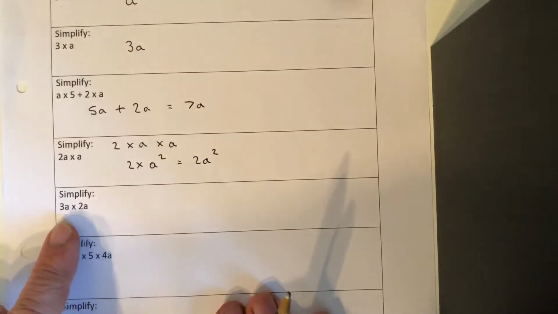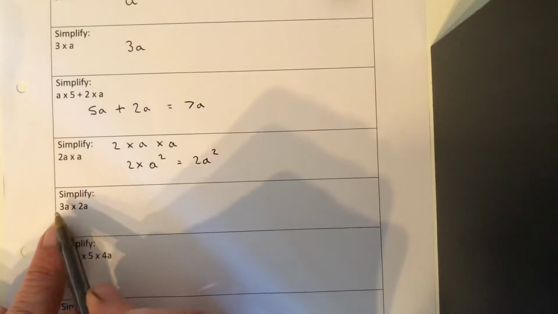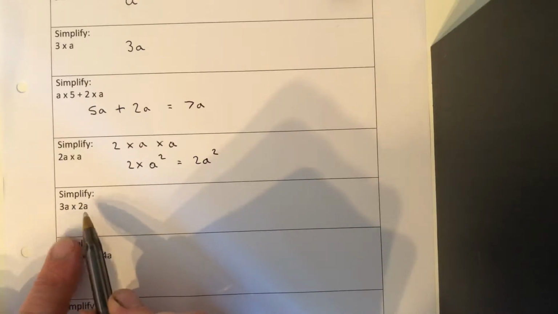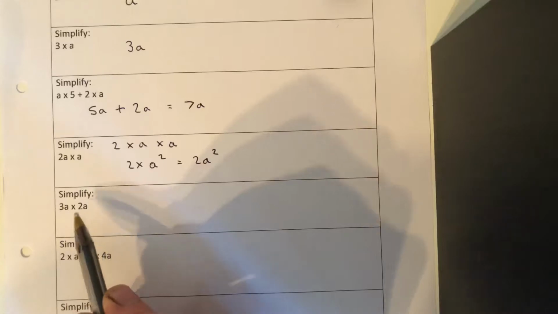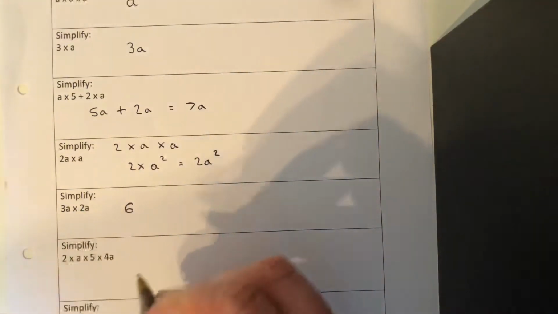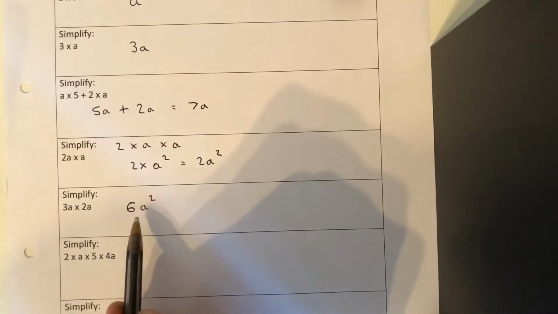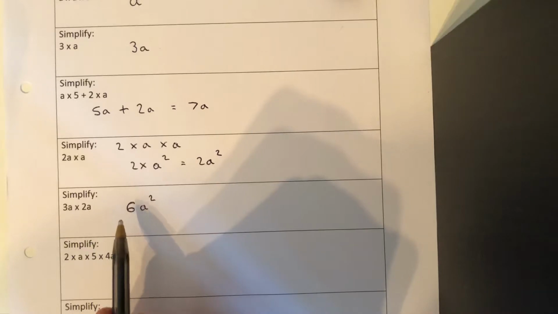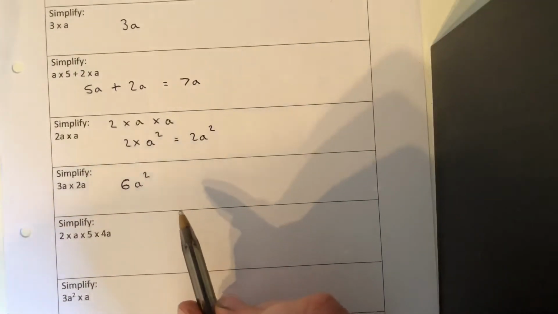Okay, so the next one, we've got numbers, or coefficients, posh word, in front of each a. So 3a times 2a. What I would normally do here is start with the normal numbers. So 3 times 2, what does that give us? 6. And then we've got a times a, and that will give us a squared. So in this case, a lot of people will just leave this as 6a. And of course it's not, it's 6a squared because we're timesing the a by itself.